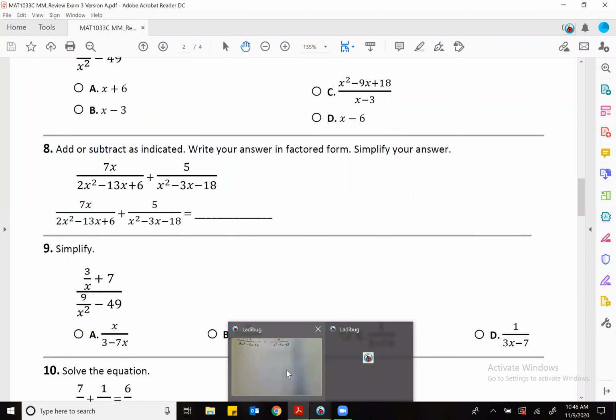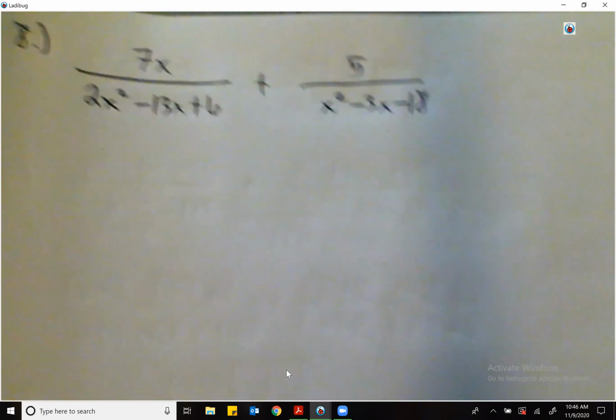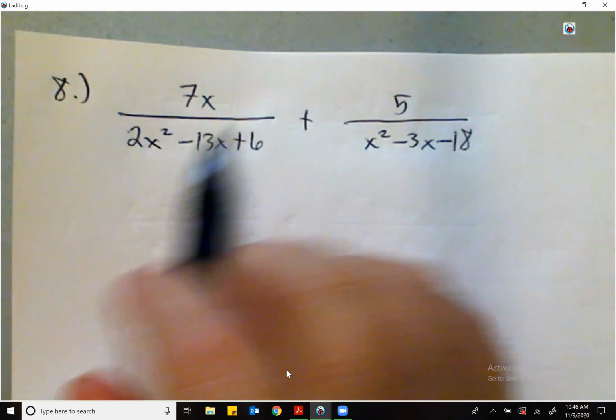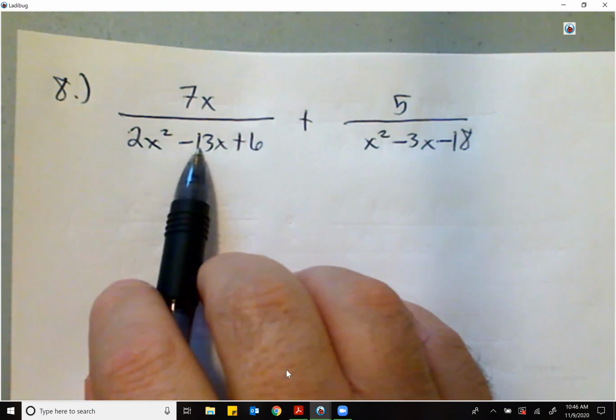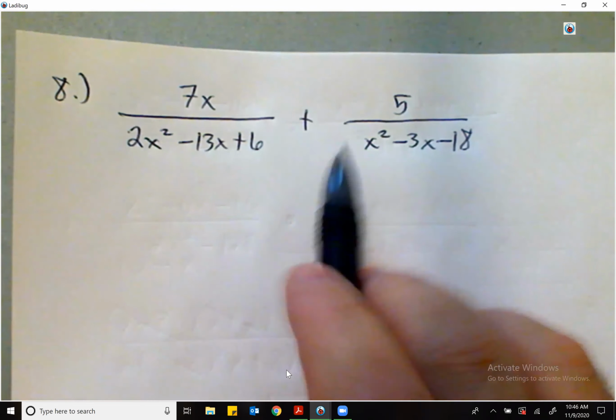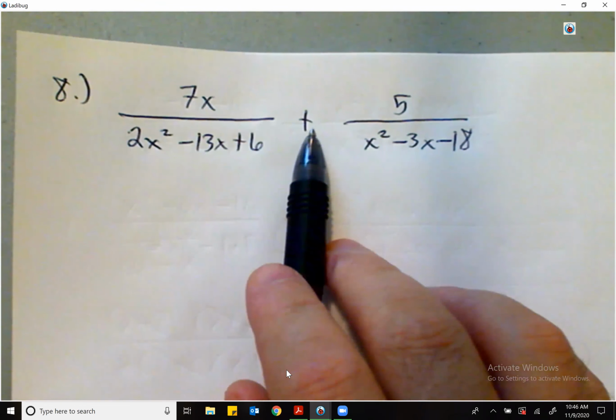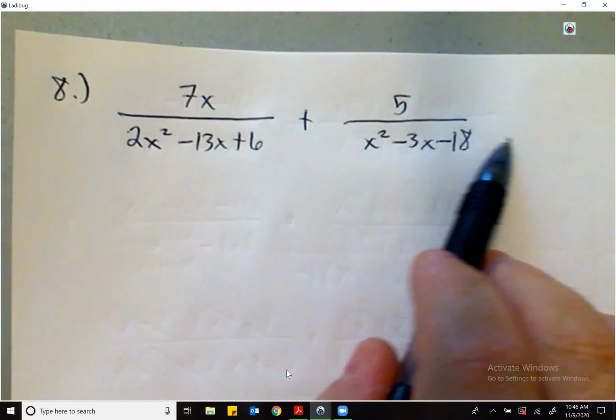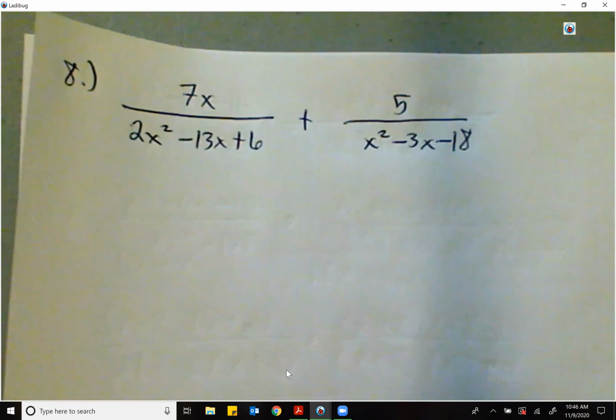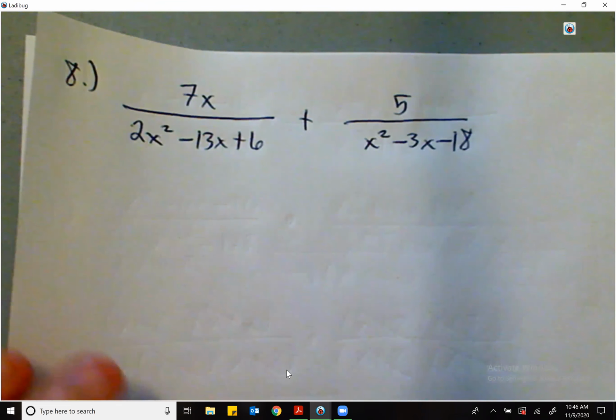So again, we've got this 7x all over 2x squared minus 13x plus 6, and we're adding that with 5 all over x squared minus 3x minus 18. What do we got to do first? Get the denominators the same. So that means we need the LCD. But before we can get the LCD, what do we have to do? Factor. The question is, what do these factor to?